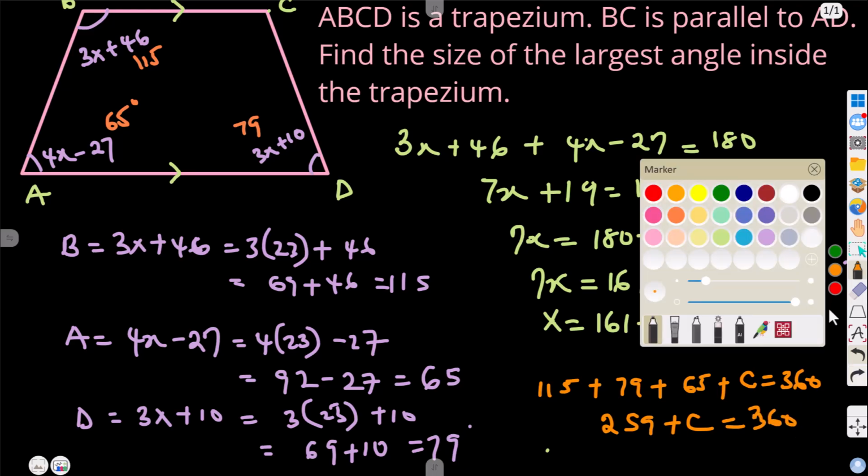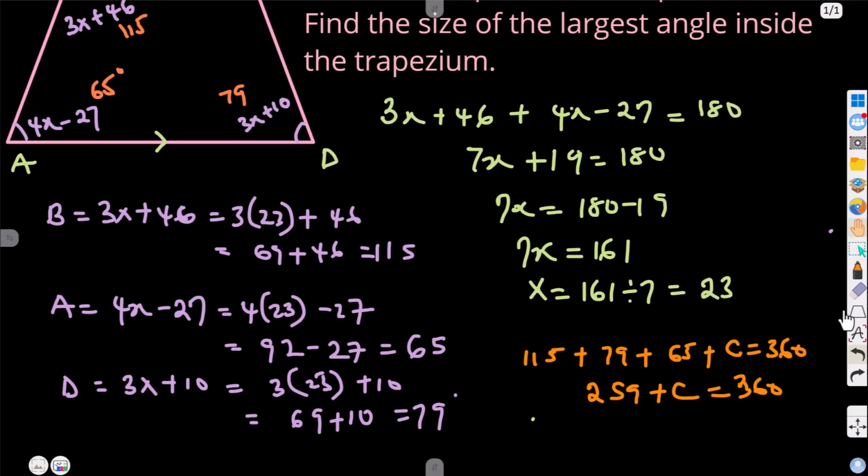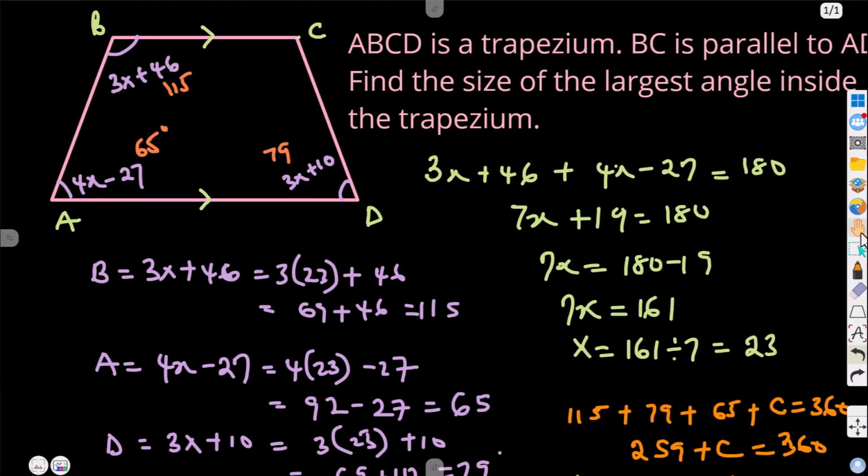So to get the angle C, all you do is 360 subtract 259, and that's going to give you, I think, 101. So we know angle C is 101 degrees.